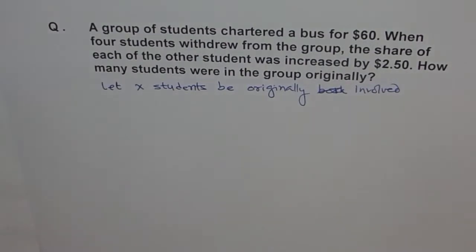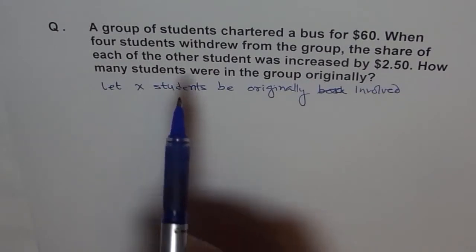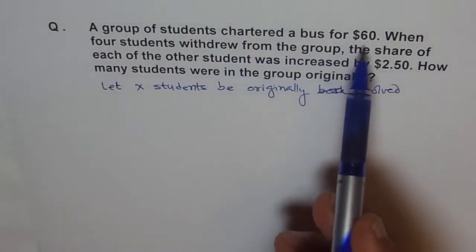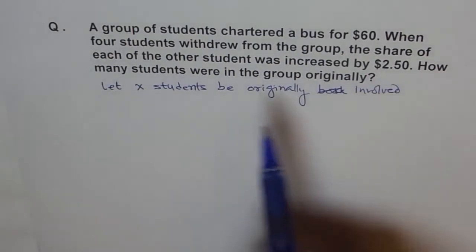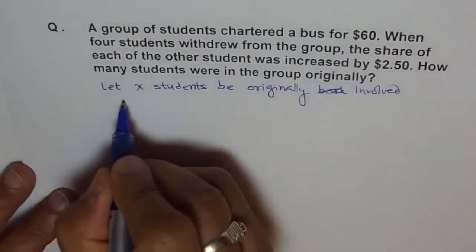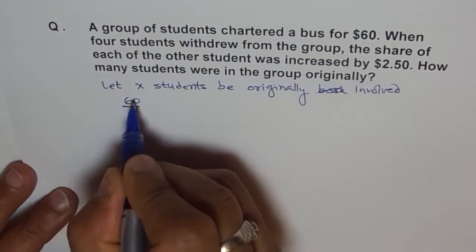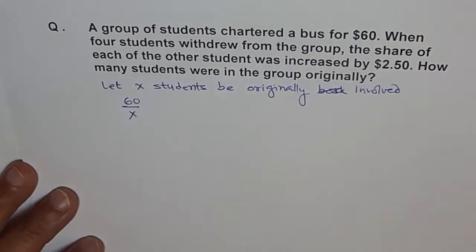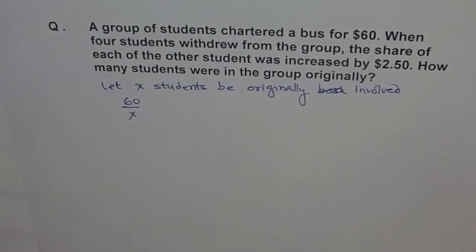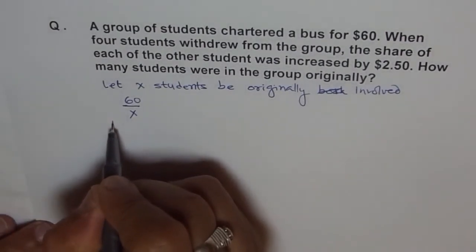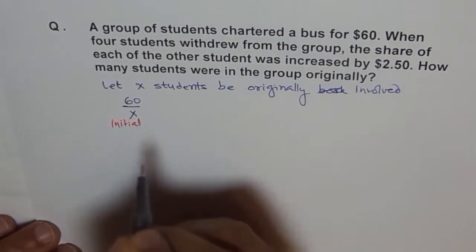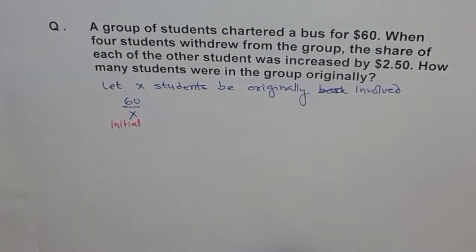Correct? Now 4 have withdrawn, and because of that the number has become X minus 4, right? Now if there were X students originally, then how much did they share? A group of students chartered a bus for a total of $60. So if X are there, then their share was 60 over X each, right? This is initial. Now, final is how much? Final is more by $2.50.